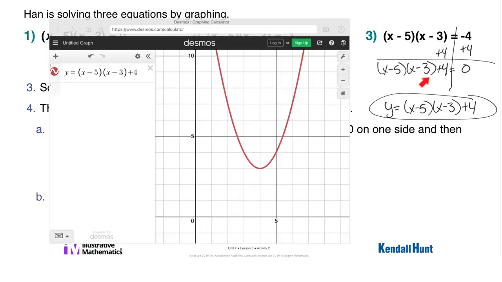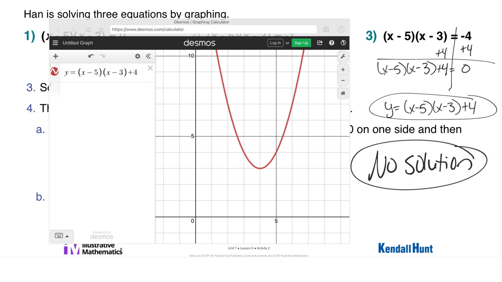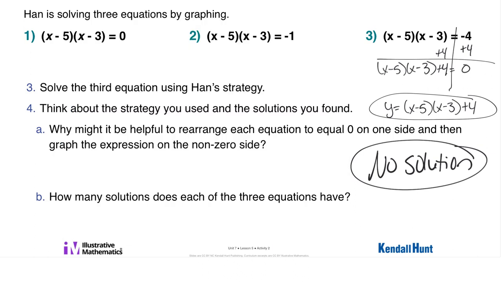So remember, we're trying to figure out when our equation equals 0 because we rearranged it. And I can see from the graph that it's never touching the x-axis. There is no value for x that is making this equal 0. So my answer here is that there's going to be no solution. There are no values for x that make the whole thing equal to 0. So why is it helpful to rearrange the equation to equal 0 and then just graph that?